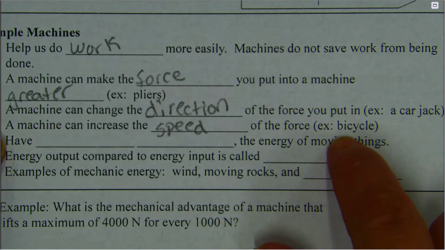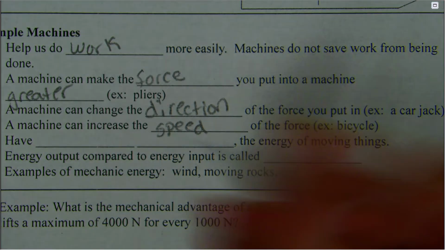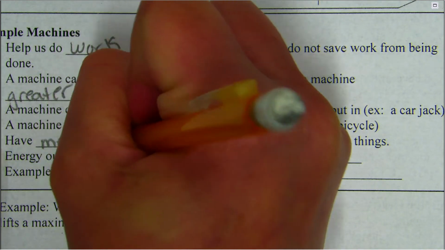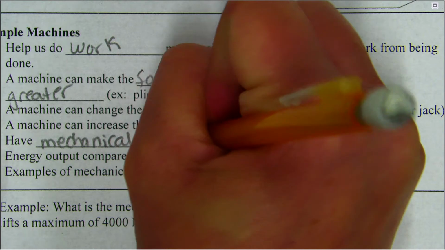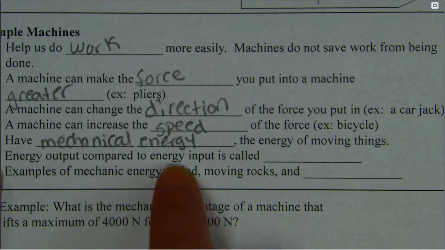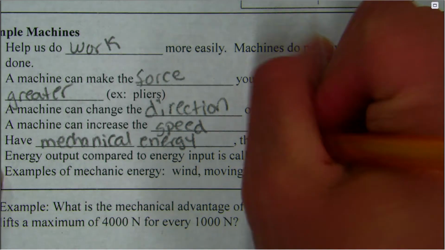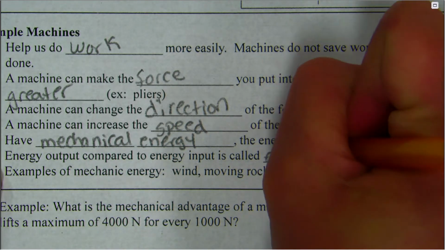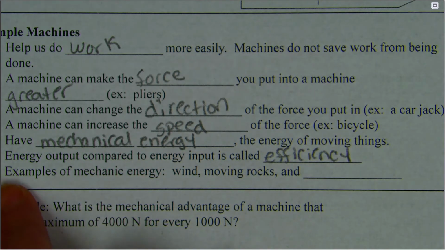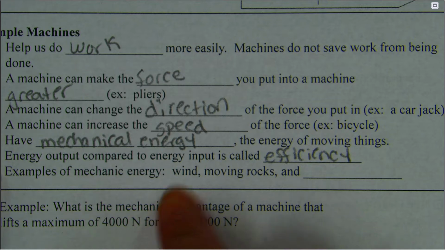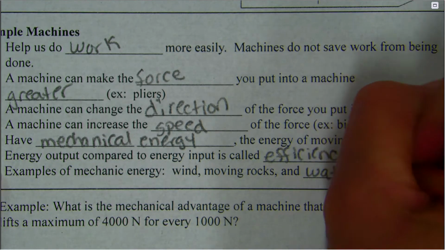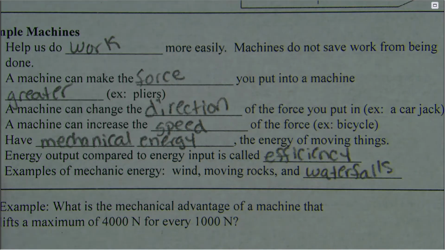for example, a bicycle. Okay, simple machines have mechanical energy. That's the energy of motion. Energy output compared to energy input is going to be called its efficiency, and we're going to look at this in a little more detail once we talk about our types of simple machines. Some examples of mechanical energy are wind, moving rocks, and waterfalls. So basically, if it has movement, it has mechanical energy.